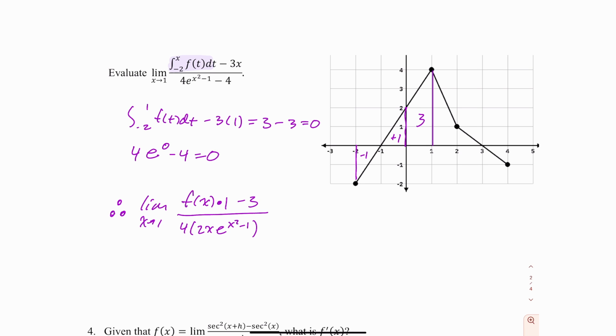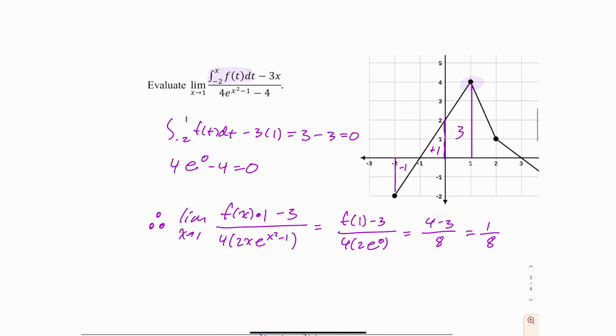So now if we try to plug in, we will get f of 1 minus 3 over 4 times 2e to the 0. So what is f of 1? F of 1 is 4. So we get 4 minus 1 over 4 times 2, 8. So nope, we don't get 4 minus 1. We get 4 minus 3. 4 minus 3, so we get 1 over 8. And that is the answer.